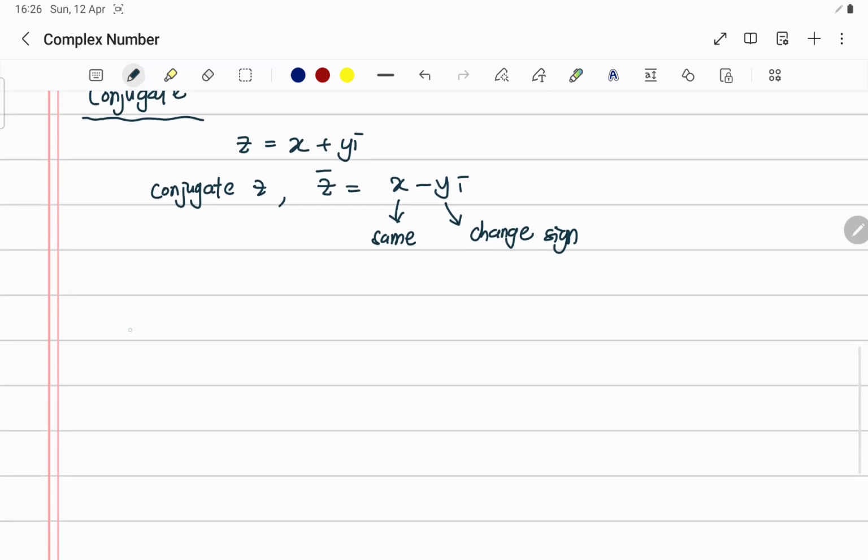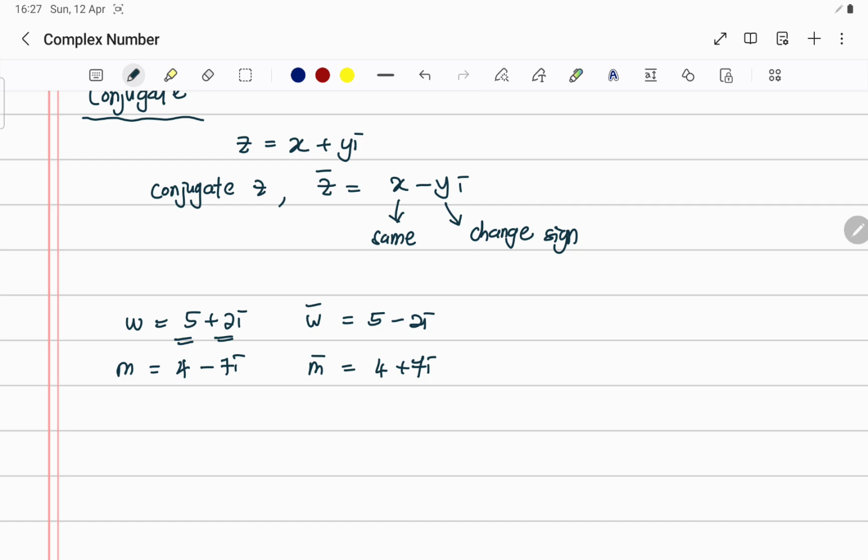I'll give you an example. Let's say w is equal to 5 plus 2i. To find the conjugate of w, you copy w and put a bar on top of it. The real part stays the same, which is 5, and for the 2 you change the sign, so it is 5 minus 2i. Let's say I have another one, m equal to 4 minus 7i. To find the conjugate of m, you put a bar on top of it, and it is 4 plus 7i. That is how you find the conjugate.